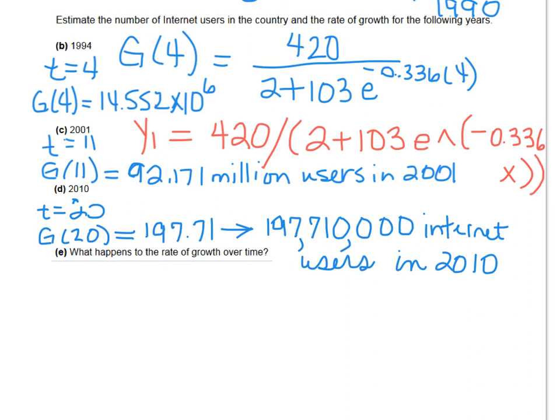Now, in order to answer the last question, which says, what happens to the rate of growth over time? What we can do on that table, which is why I chose to use the table, is to simply add in more and more years. And since we've put in 20, I'll put 25, 30, 35, 40, 45, and 50.